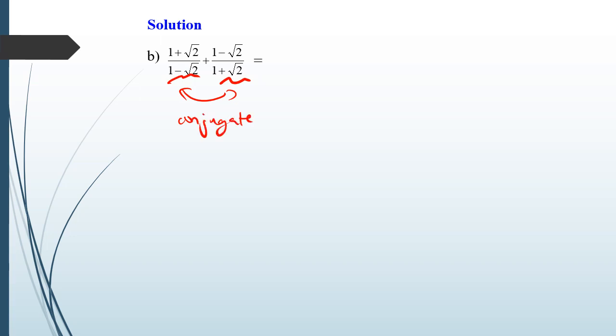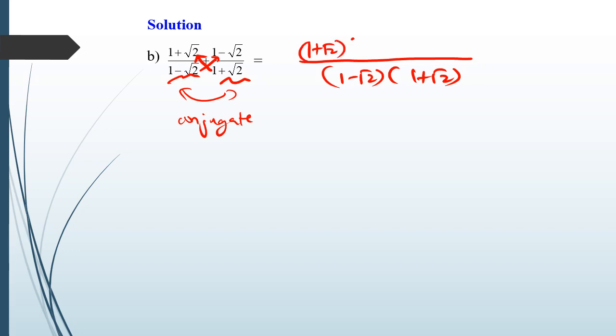Okay, so what I need to do, we just multiply the denominator 1 minus √2 and 1 plus √2, and then don't forget to multiply with the numerator for each of these fractions. So we have 1 plus √2 on the first fraction, it should be multiplied with 1 plus √2, and then the second fraction is 1 minus √2, it should be multiplied with 1 minus √2 also. Okay, now we just have to simplify the numerator.